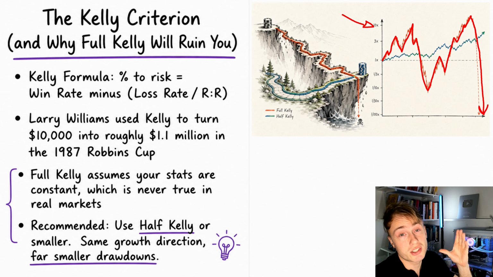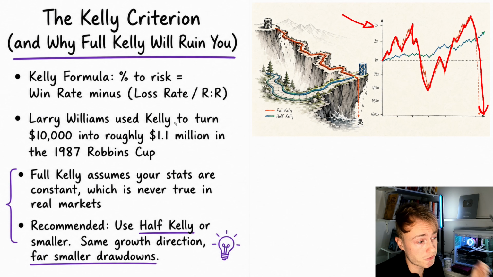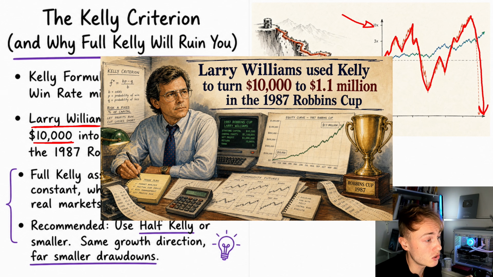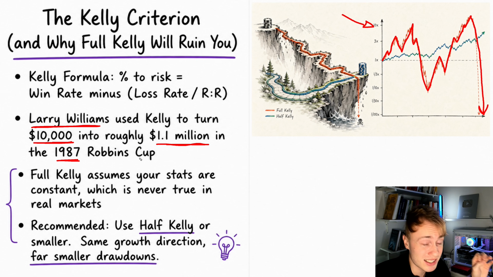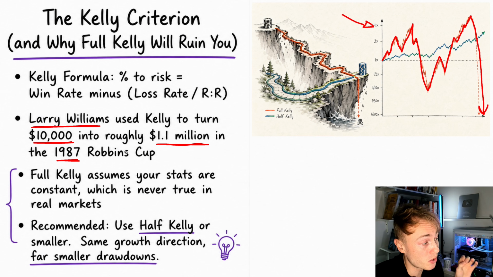But there are actually examples of traders that have used the full Kelly successfully. One example here is Larry Williams, who used the Kelly formula for his risk management to turn around $10,000 into roughly $1.1 million in the 1987 Robbins Cup. But later on, Larry Williams actually admitted that he was super lucky during this cup, and that using full Kelly like he did is not a sustainable way to trade.